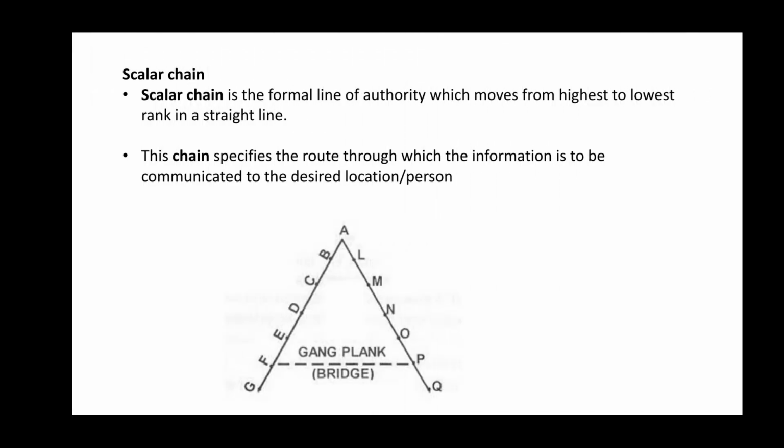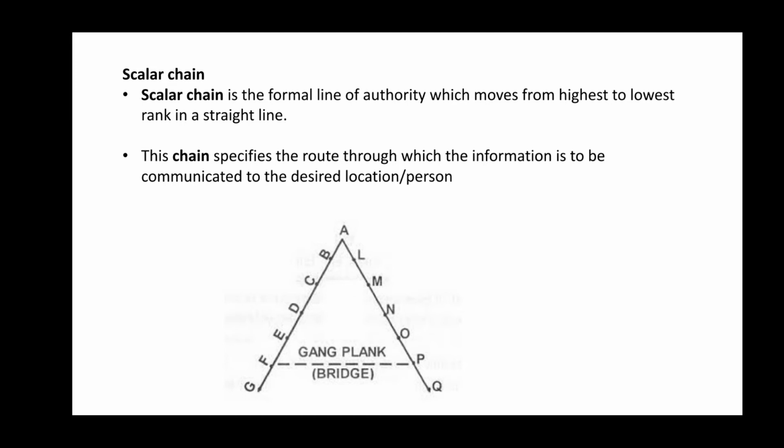This is also a very important concept. Scalar chain suggests that each communication going up or coming down must flow through each position in the line of authority. It can be short circuited only in special circumstances when its rigid following would be harmful to the organization. For this purpose, Fayol has suggested a gangplank, which is used to prevent the scalar chain from obstruction.